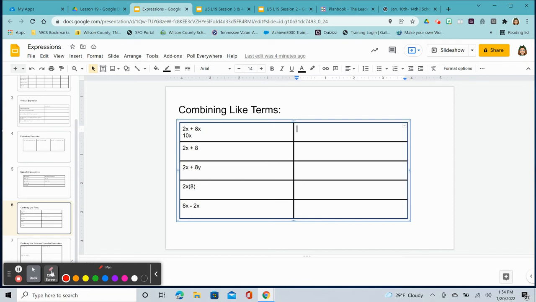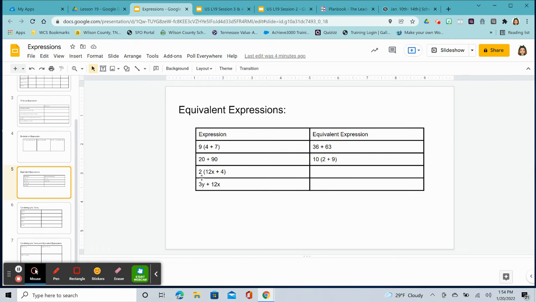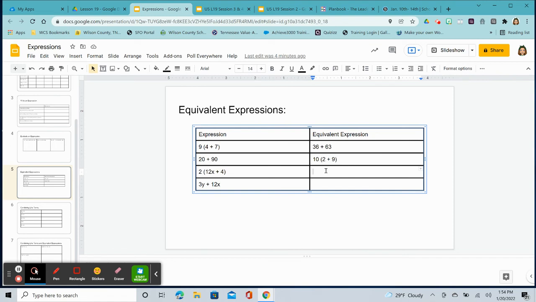So now that we've covered that, let's go back and take a look at completing this chart. So we have 2 being multiplied by this sum. So we can distribute the 2 by multiplying it times the first term and then the second term. So in this one, 2 times 12x. Well, 2 times 12 is 24, and then we just need to remember to include that variable. So it's 24x. Plus 2 times 4 is 8. Do not forget to distribute that 2 to the last part here.